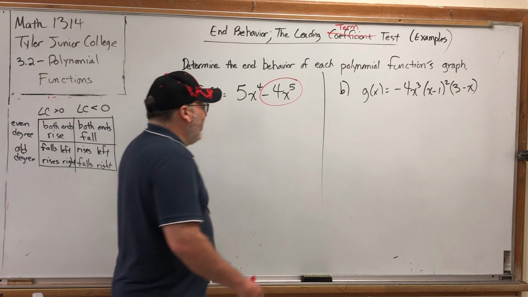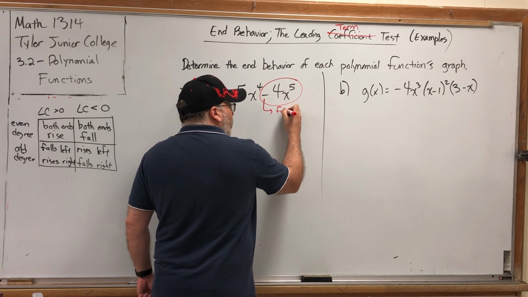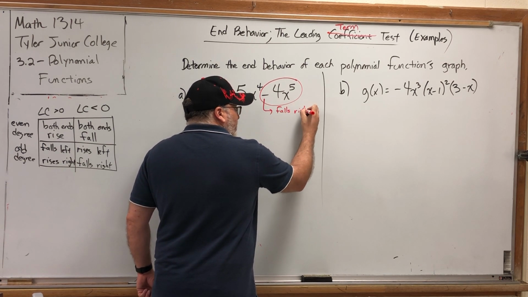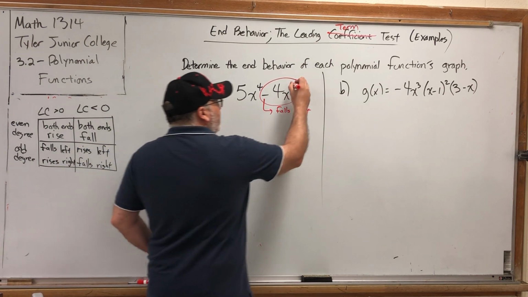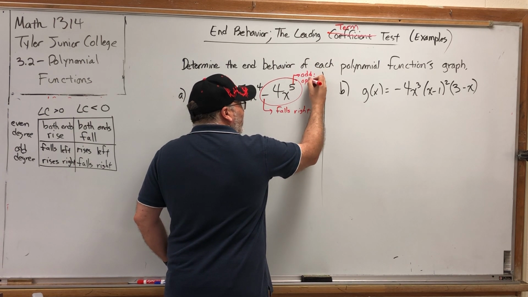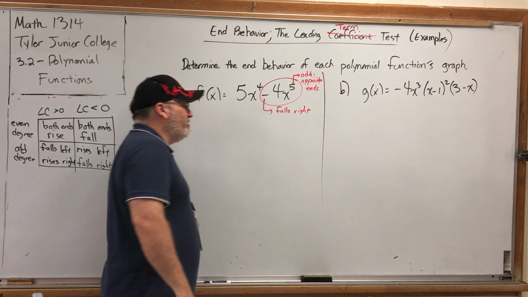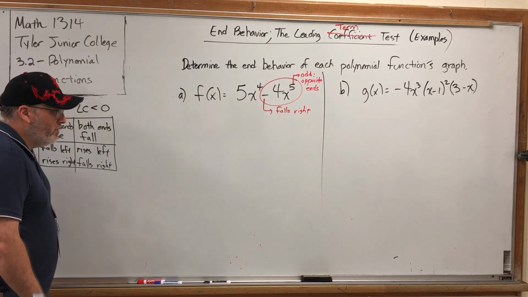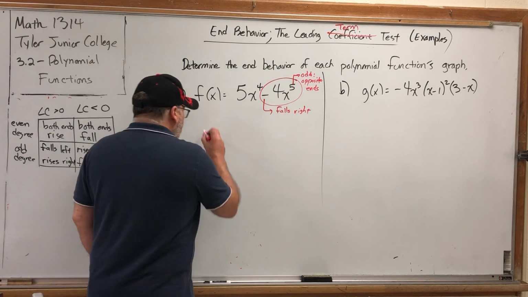But if we were to analyze it, this negative tells us that it falls right, because that's what the sign of a leading coefficient tells us, what the right end does. And this degree being odd means that we have opposite ends. Remember the alliteration. Opposite and odd both start with O. So it doesn't take too long to determine the end behavior.